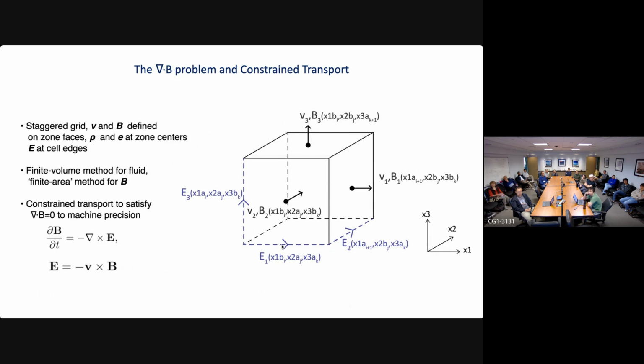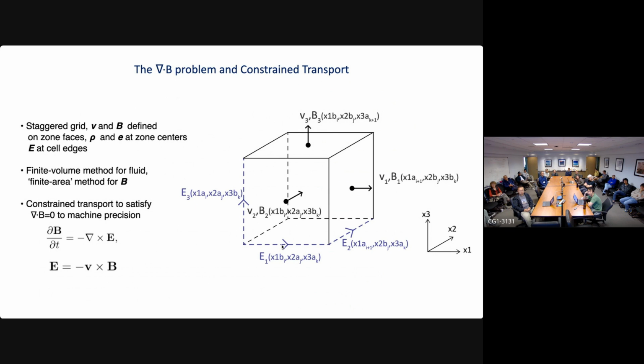So the way we deal with the div-B problem is we use a staggered grid. We define the velocity and the magnetic field on the cell faces, while the rho and the internal energy E are defined on the zone centers. Also, we define the electric field on the cell edges. By using such a staggered grid, basically we are using the Gauss theorem and the finite volume method to update the fluid variables. So the fluxes at the cell interfaces cancel pairwise, and the update turns conservative.